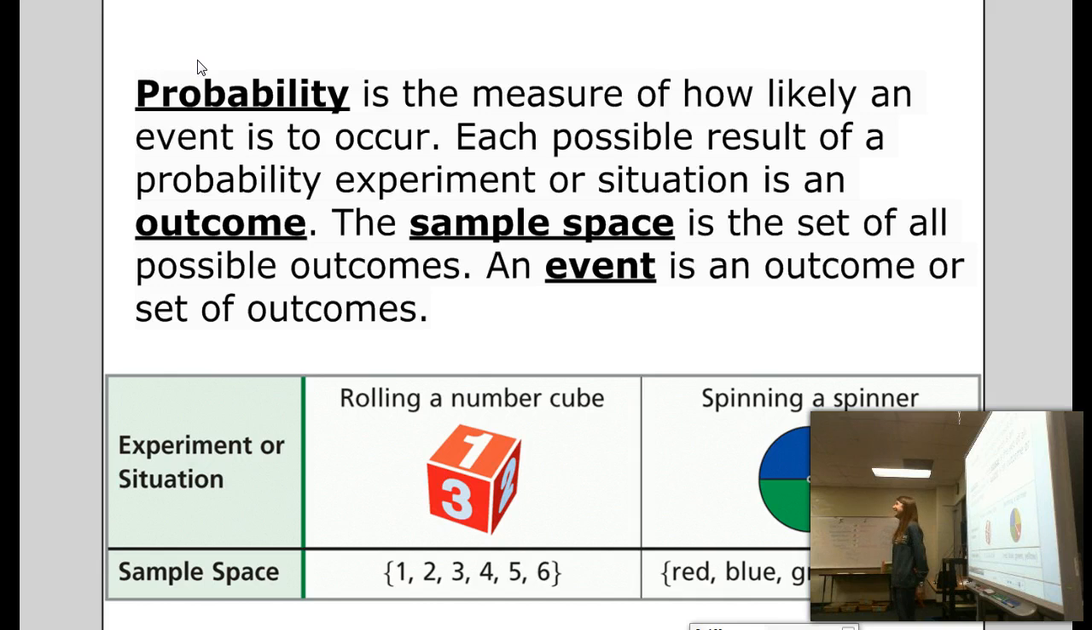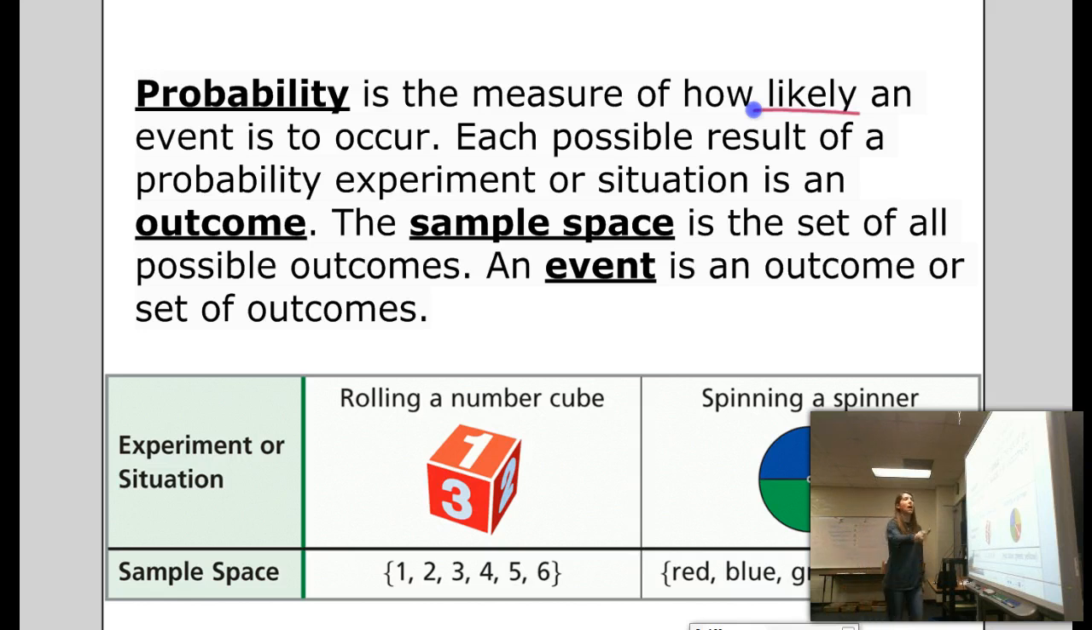So what's probability? Give me a synonym for probability. Chance. Likelihood. I like that. How likely is it to happen? Percent, chance, outcome. Okay. So here it is on the board. It says it's how likely an event is to occur. Each possible result is an outcome. So you can write whatever words you want from this on your page.